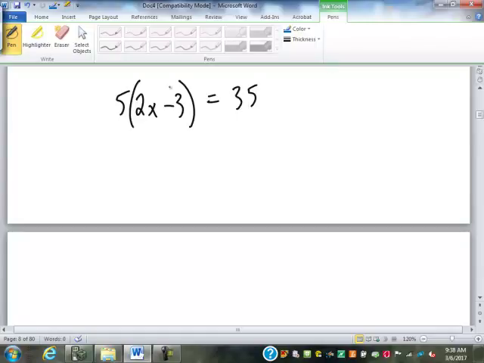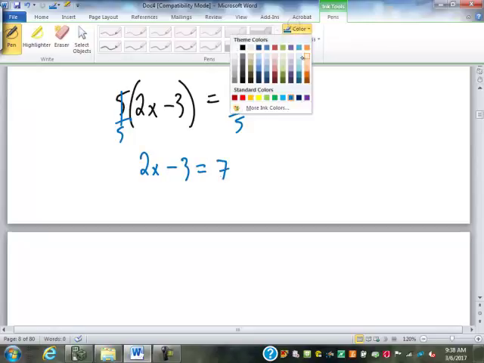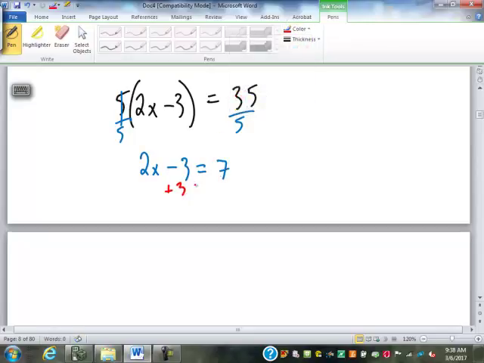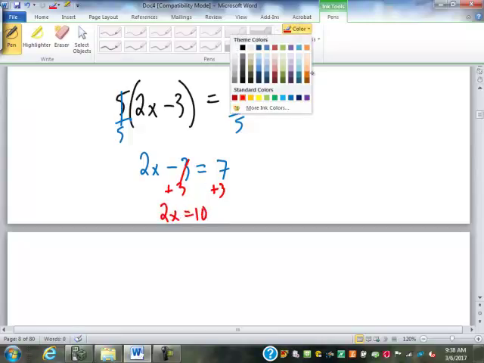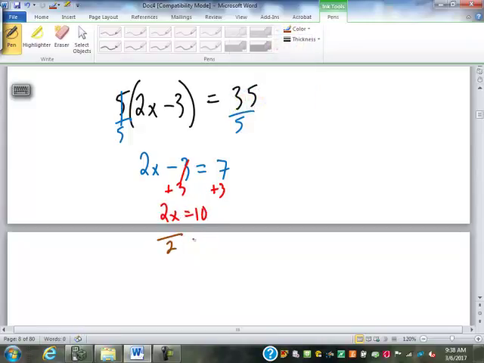Because I believe somebody even asked, can't we just divide by 5? Well, in this case we could divide by 5 and make that go away. 35 divided by 5 is 7, and then we could just solve the equation. Add the 3, 2x equals 10, and divide by 2. So x equals 5.